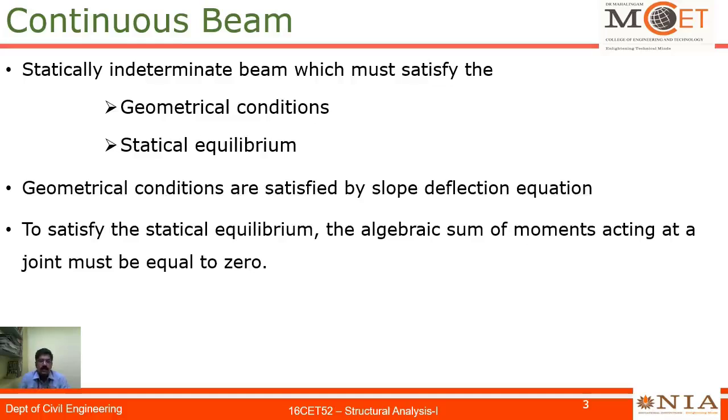So the continuous beam must satisfy two conditions, the first one is the geometrical condition and the second one is statical equilibrium. The geometrical condition is nothing but that it needs to satisfy the slope deflection equation. Statical equilibrium is nothing but the algebraic sum of moments acting at a joint should be equal to 0. So the continuous beam needs to satisfy these two conditions, then only we can solve that continuous beam.